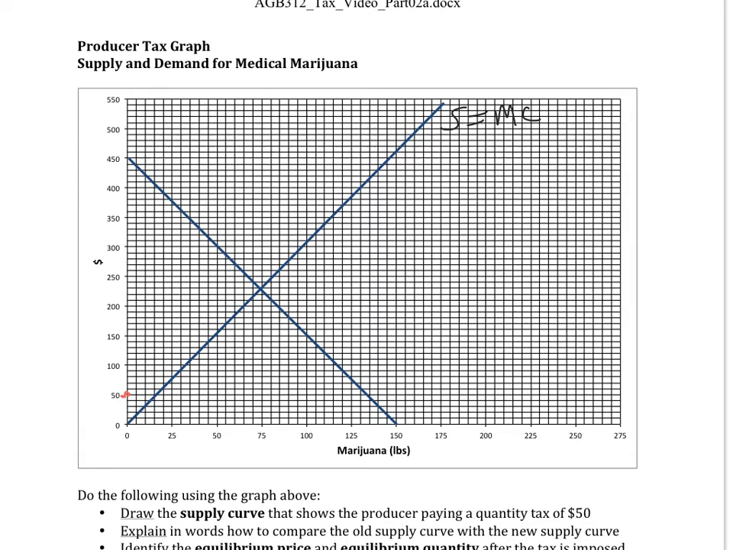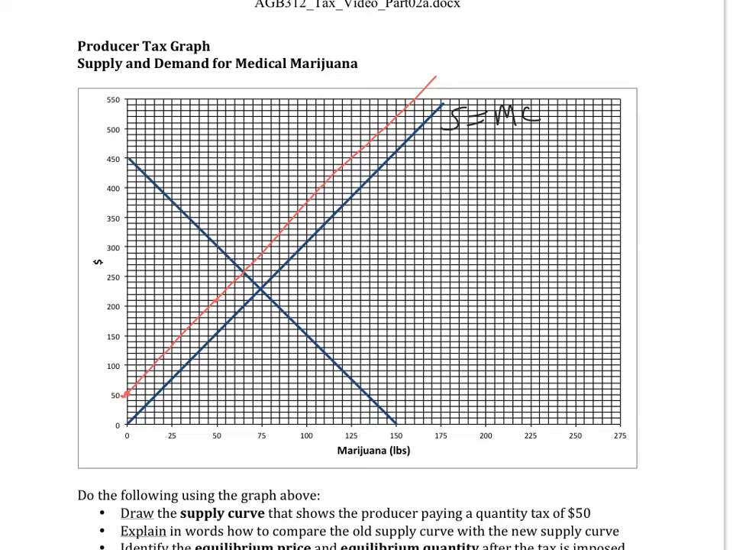and let's see how to do this kind of easily. Again, this will be a rough estimation. So what we have essentially is a parallel shift up or to the left, however you want to characterize it. And we have this new supply curve.